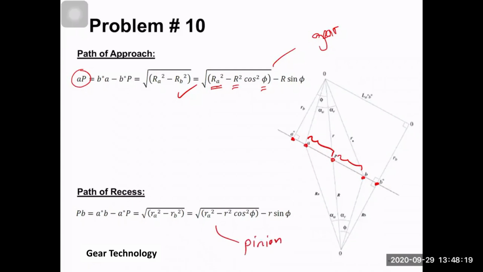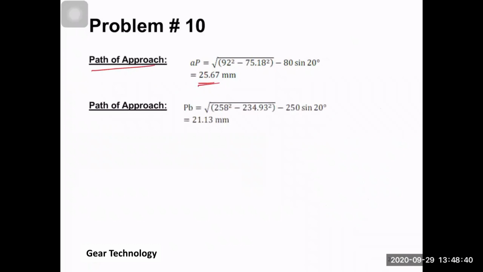And then also here you can calculate it based on the pinion dimensions, so based on pinion parameters. And this is the same based on gear parameters, right? So we have all this information now, and we can simply calculate the length of approach. It's going to be 25.67, and the length of recess is this. You see they are quite close, but they are different.